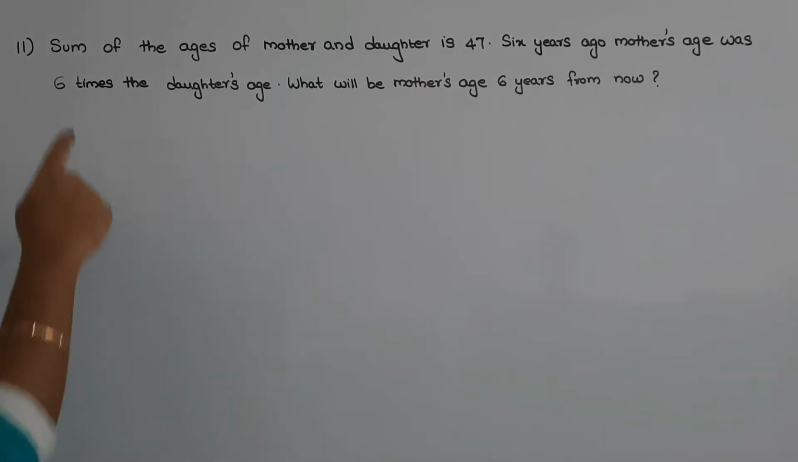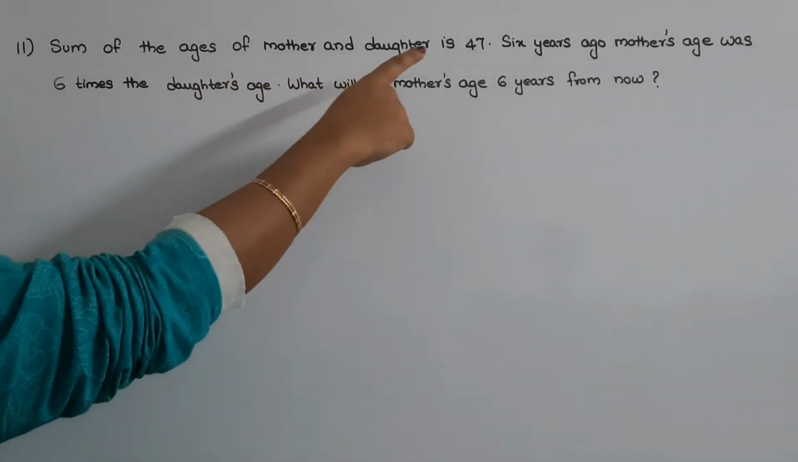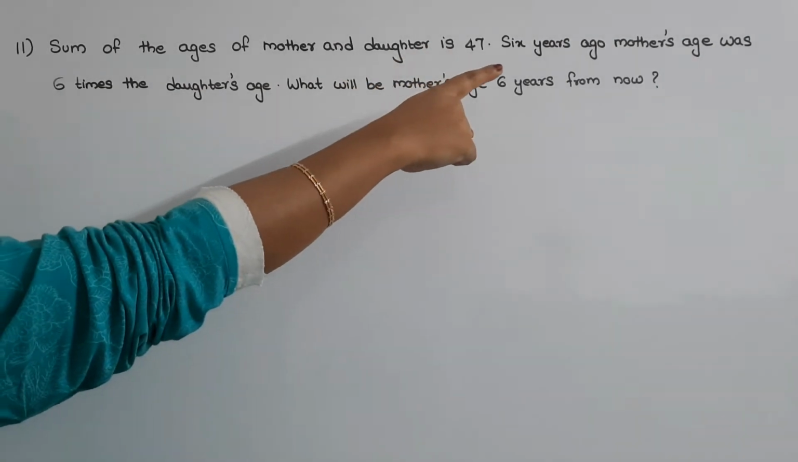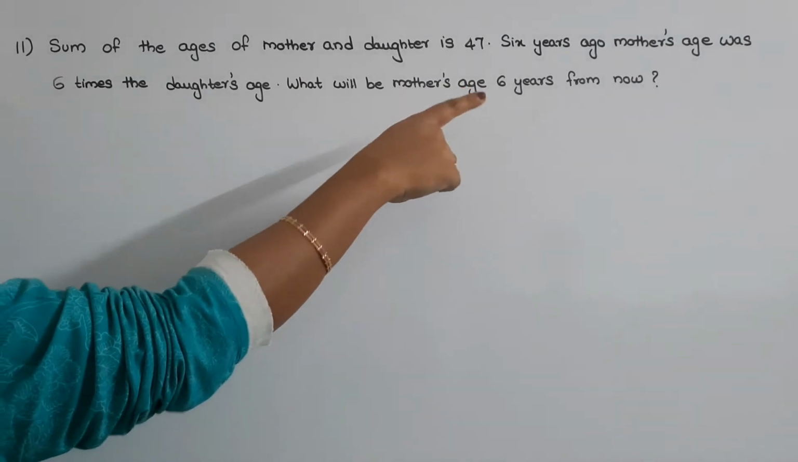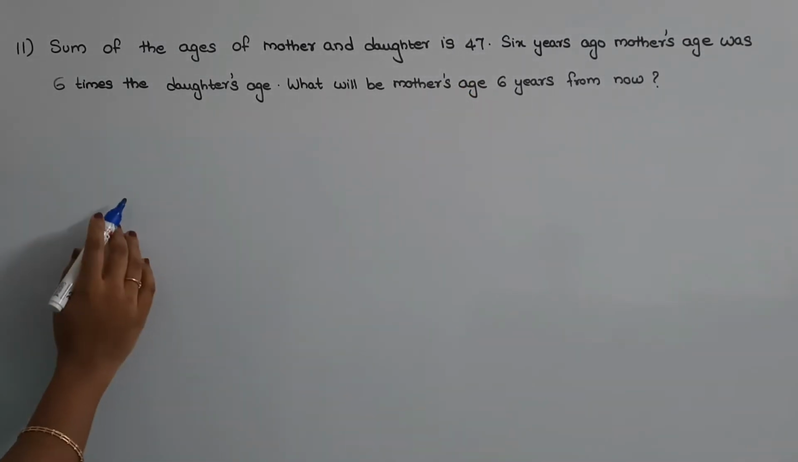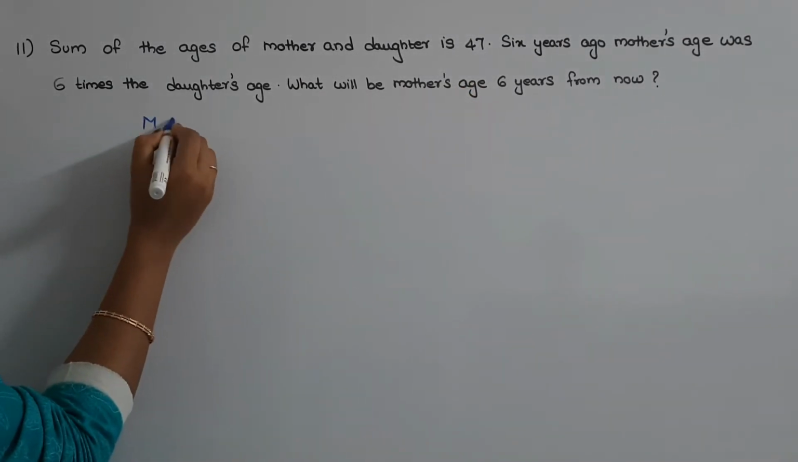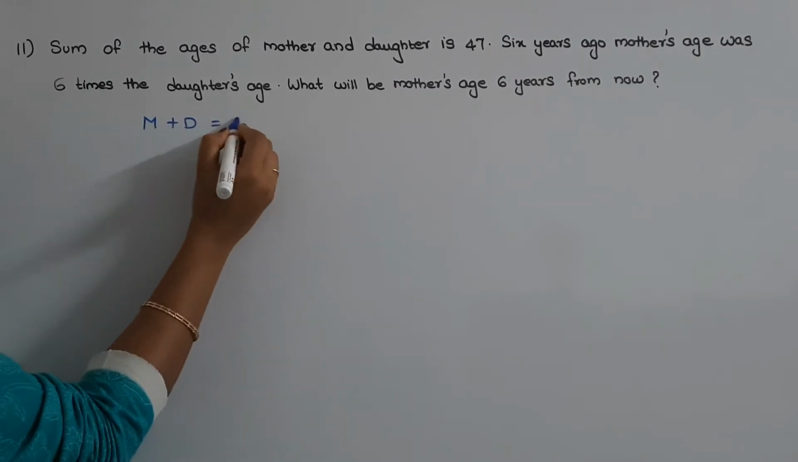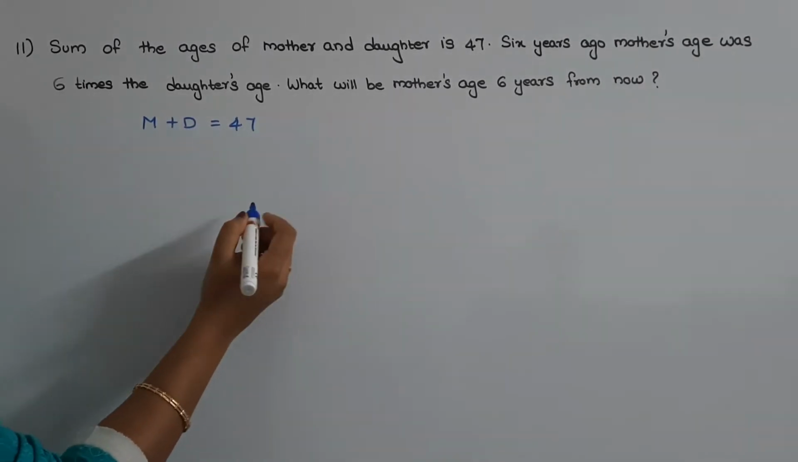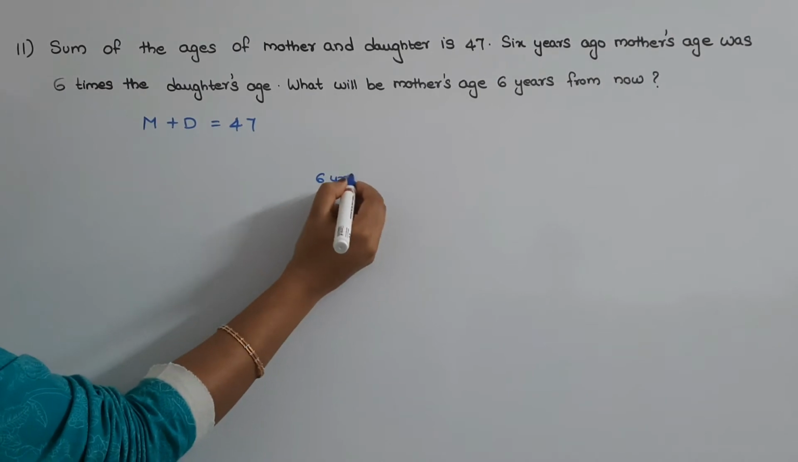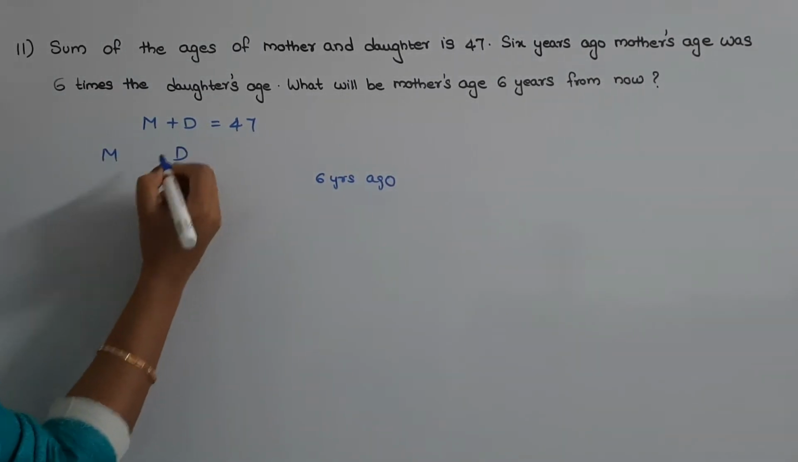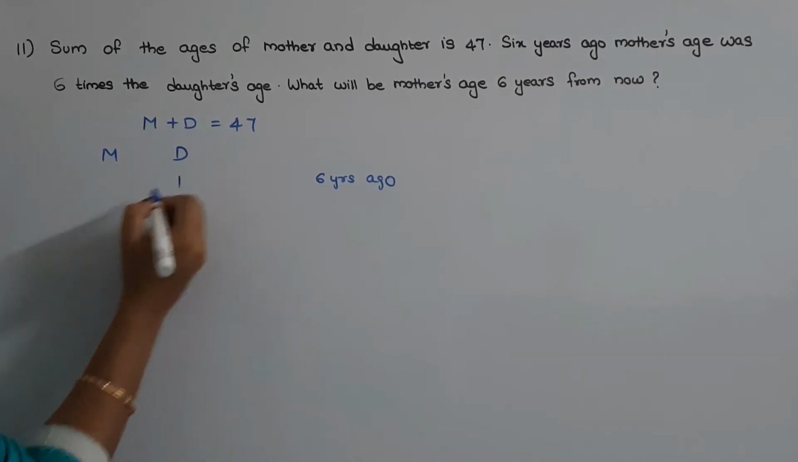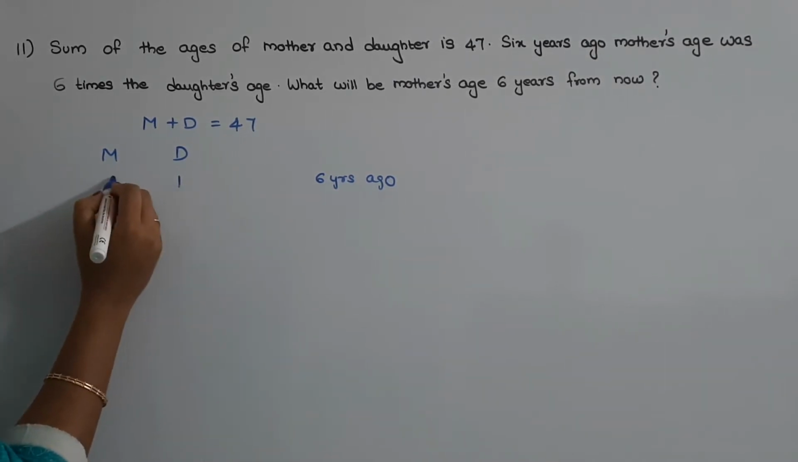The next question is, sum of the ages of mother and daughter is 47. 6 years ago, mother's age was 6 times the daughter's age. What will be mother's age 6 years from now? In this question, they have given the sum of the present ages of mother and daughter as 47. Then they have given that 6 years ago, mother's age was 6 times that of daughter's age. If daughter's age was 1, then mother's age would be 6 times this value.